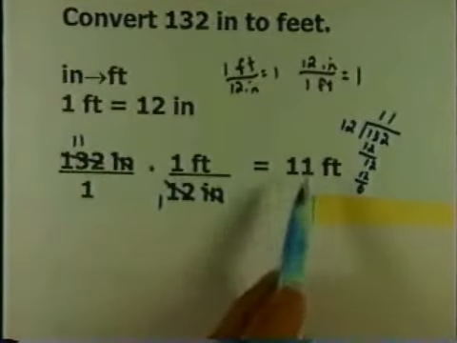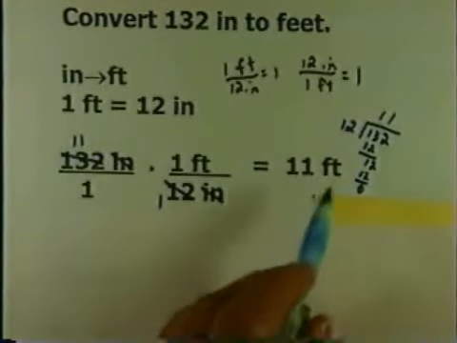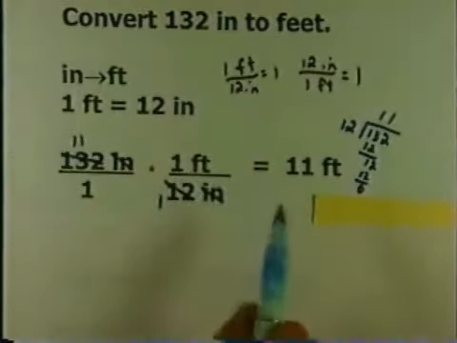Then multiply. 11 times 1 is 11. 1 times 1 is 1. 11 over 1 is 11. So the answer is 11 feet. 132 inches is 11 feet.